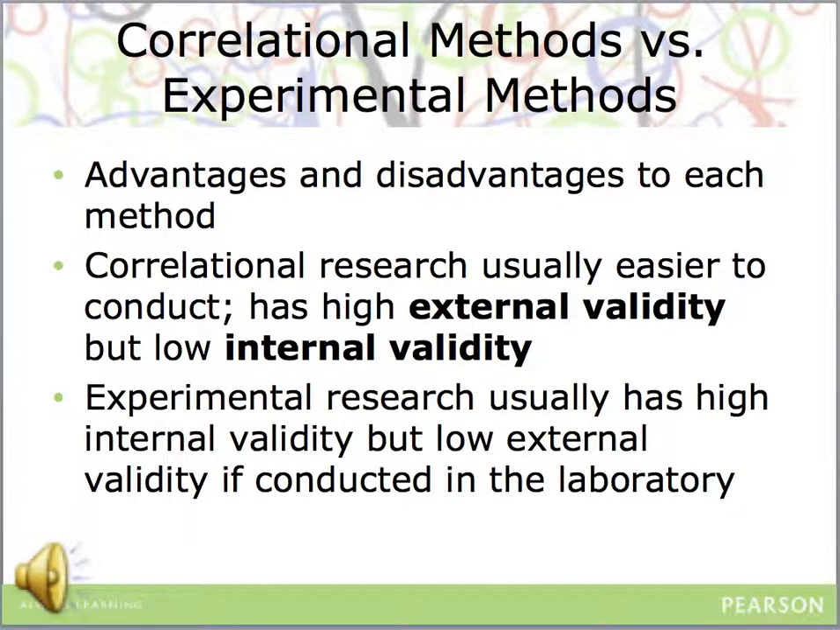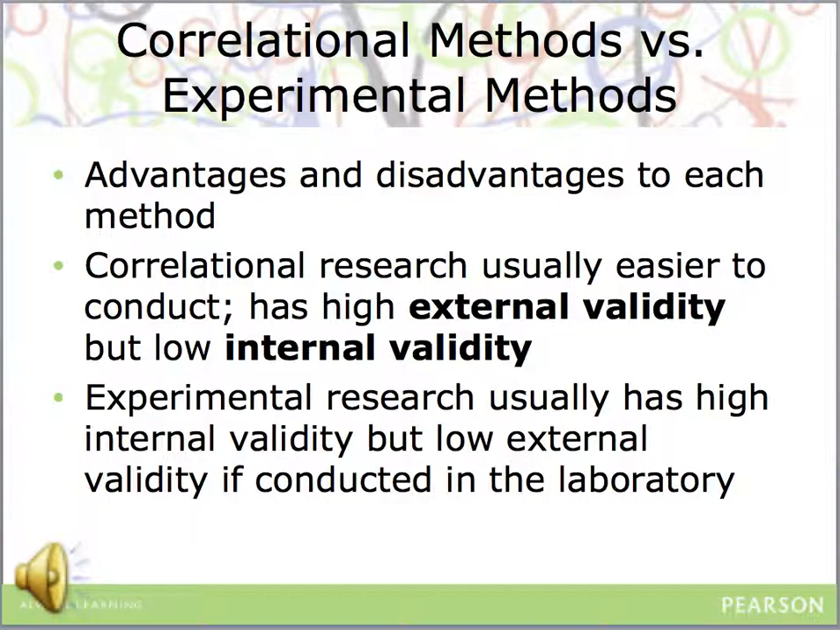Correlational methods versus experimental methods. Like almost everything, there's advantages and disadvantages to each of these methods. Correlational research usually is easier to conduct. It has a high external validity but a low internal validity. Conversely, experimental research usually has high internal validity but low external validity if it's conducted in the laboratory.